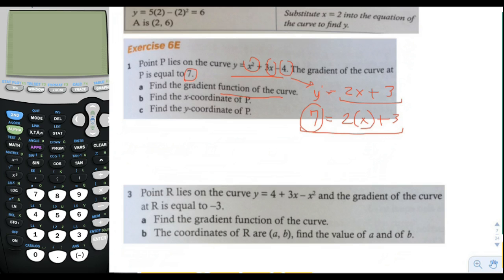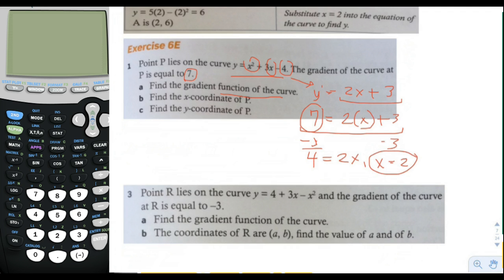How do we find x here? We use a little bit of algebra. Subtract 3 from both sides. We get 4 equals 2x. So we know that x is equal to 2. Okay, so that's the answer to B.